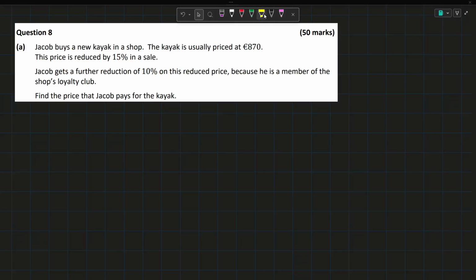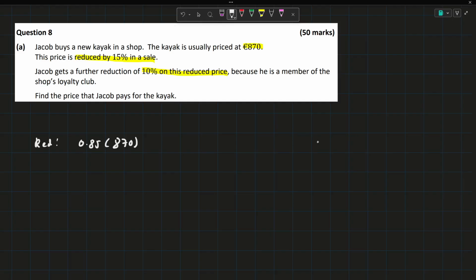So this is 2025 paper 1 question 8, and basically we have a kayak which is priced at this, and we have two reductions. So it's reduced by 15% in the sale, and Jacob gets a further reduction of 10% on the reduced price. So first of all, let's find the reduced price. Well, that's going to be basically 85% of the original, which is 870.